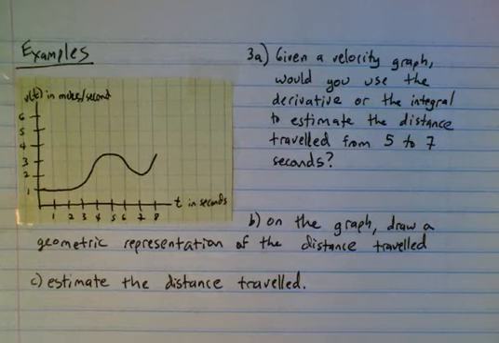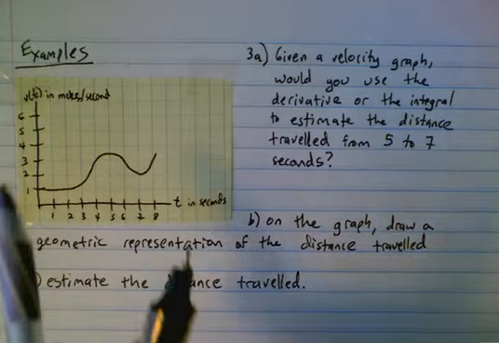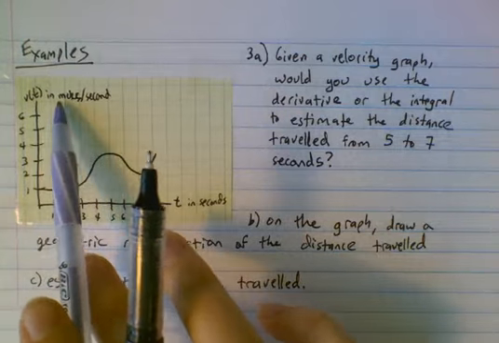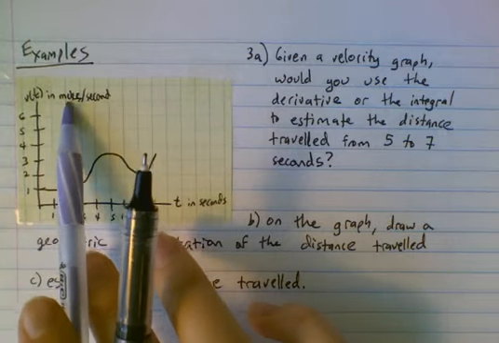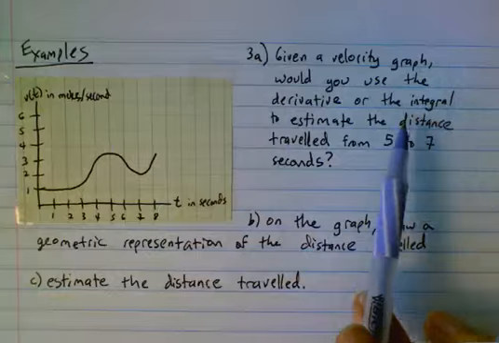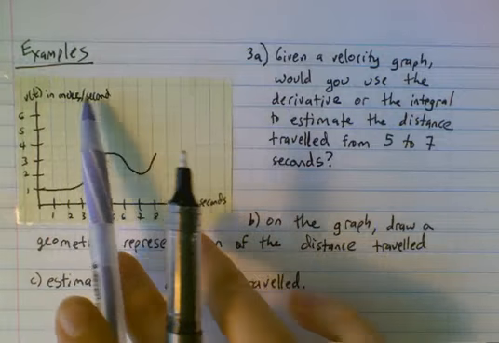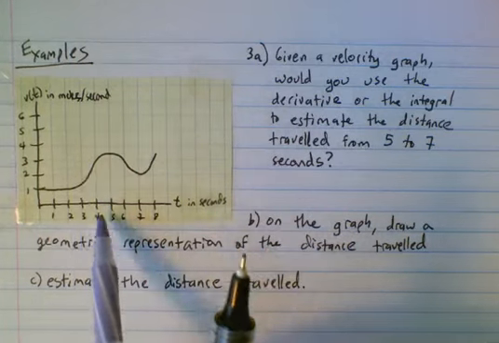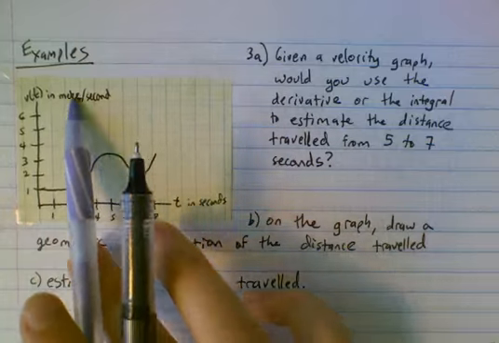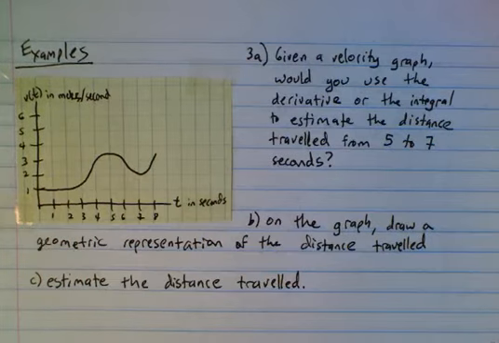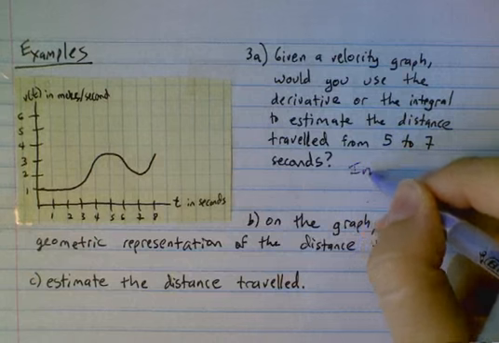We will be using the integral because remember, velocity is giving us a rate of change, so meters per second. We know that distance is in meters, so to get back to meters we're going to be taking the integral, getting back to the total change, the total distance traveled. So we'll be using the integral.